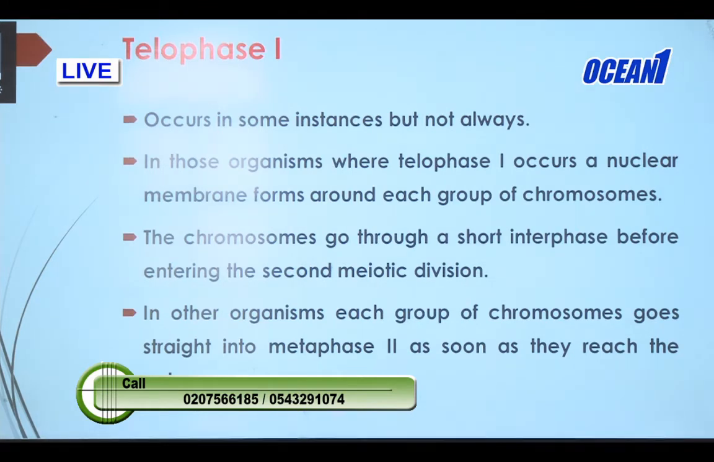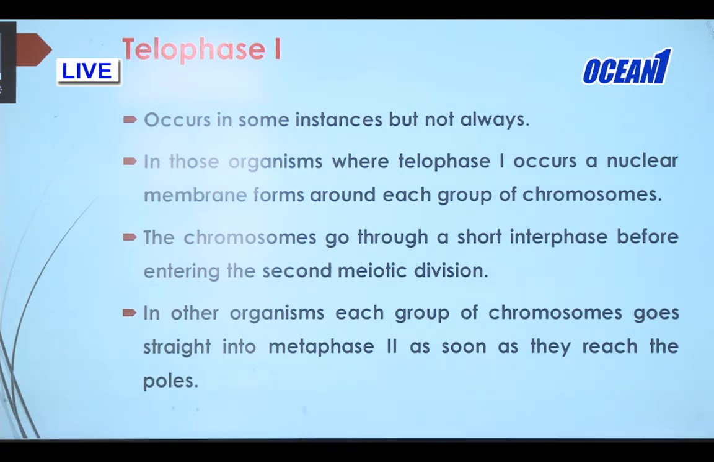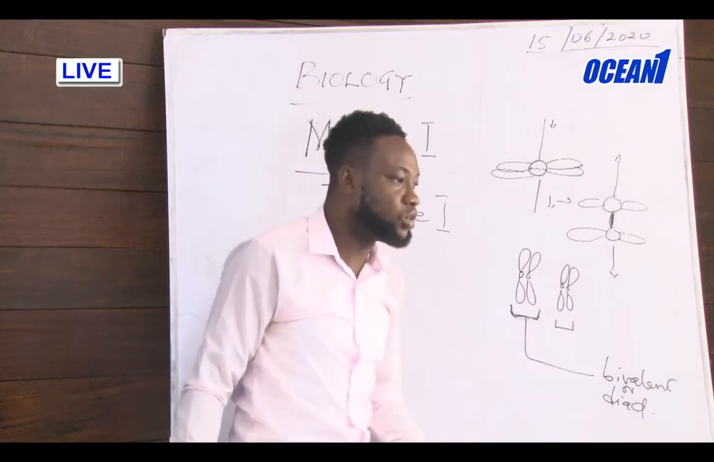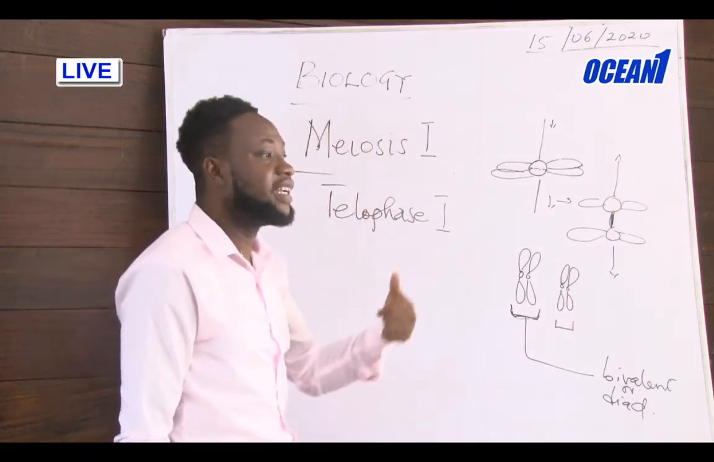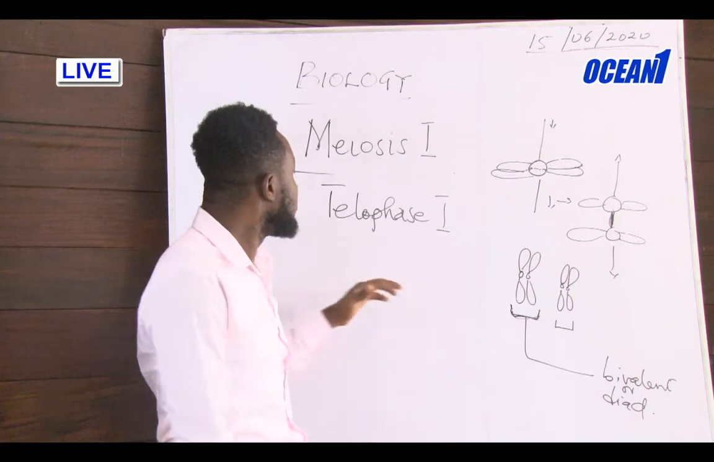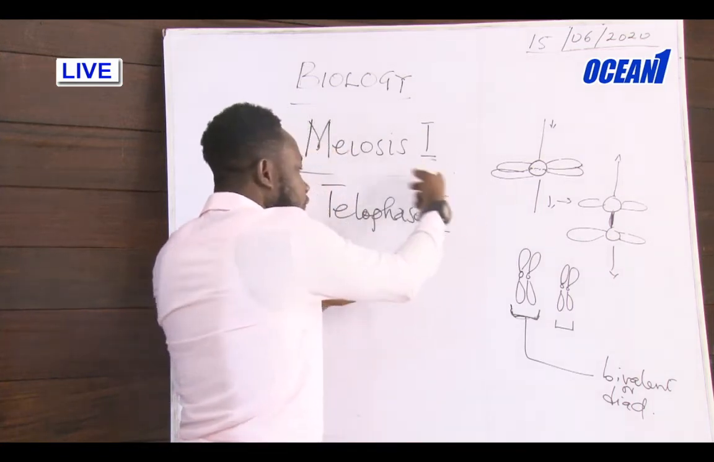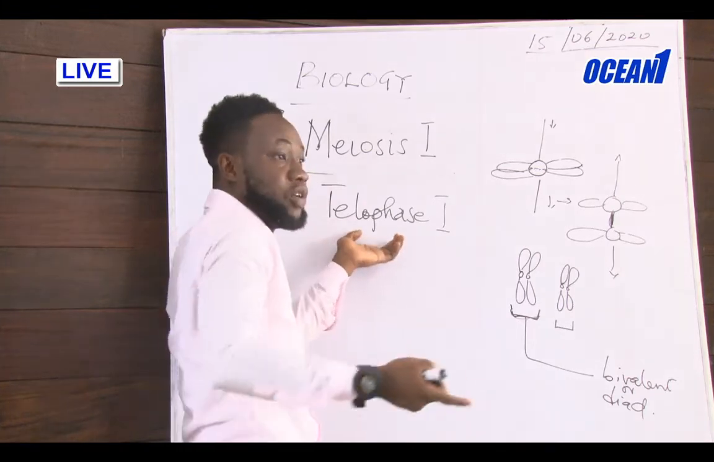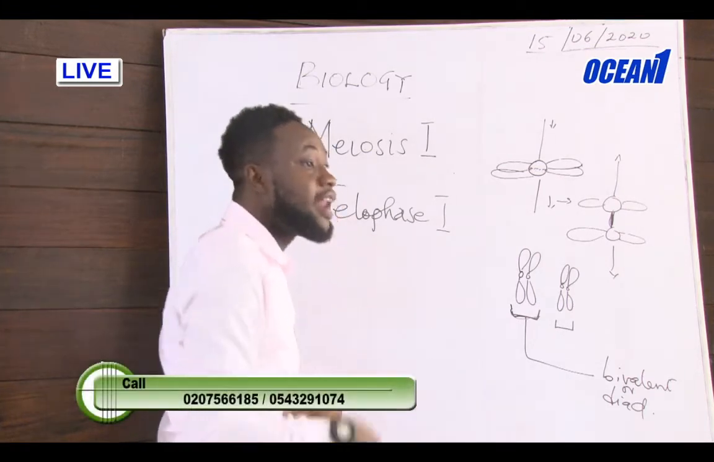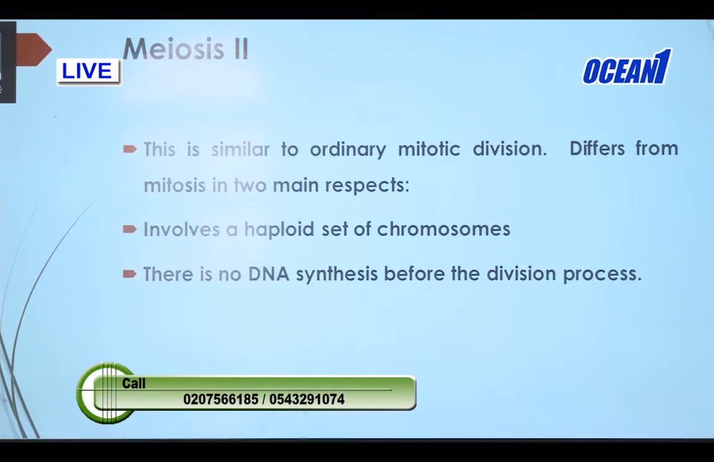In other organisms, each group of chromosomes goes straight into metaphase 2 as soon as they reach the poles. So now that we have completed telophase 1, which actually brings about the cytokinesis, we are now moving on to meiosis 2.